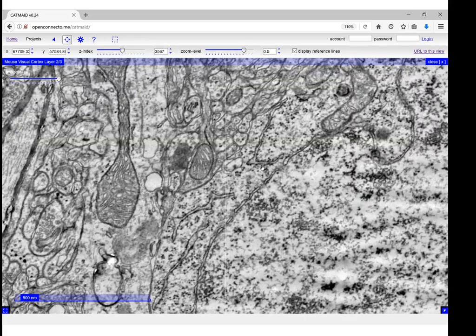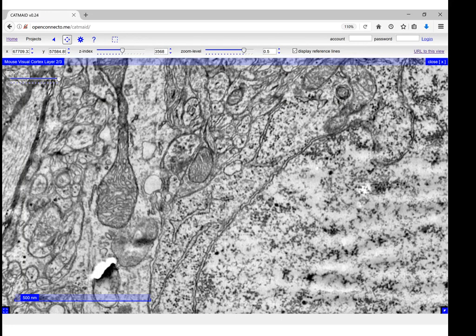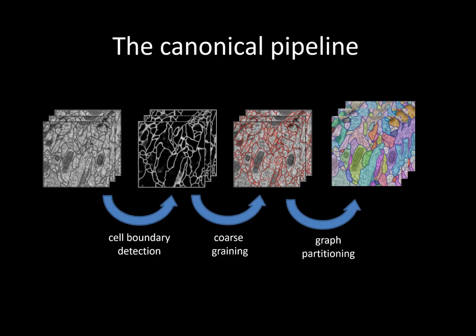So humans can trace this data with very high accuracy. It's just that they take lifetimes and lifetimes to do this. So it's not feasible to do it manually. And this is why many labs are working on automating this. And this is the canonical pipeline that has emerged.